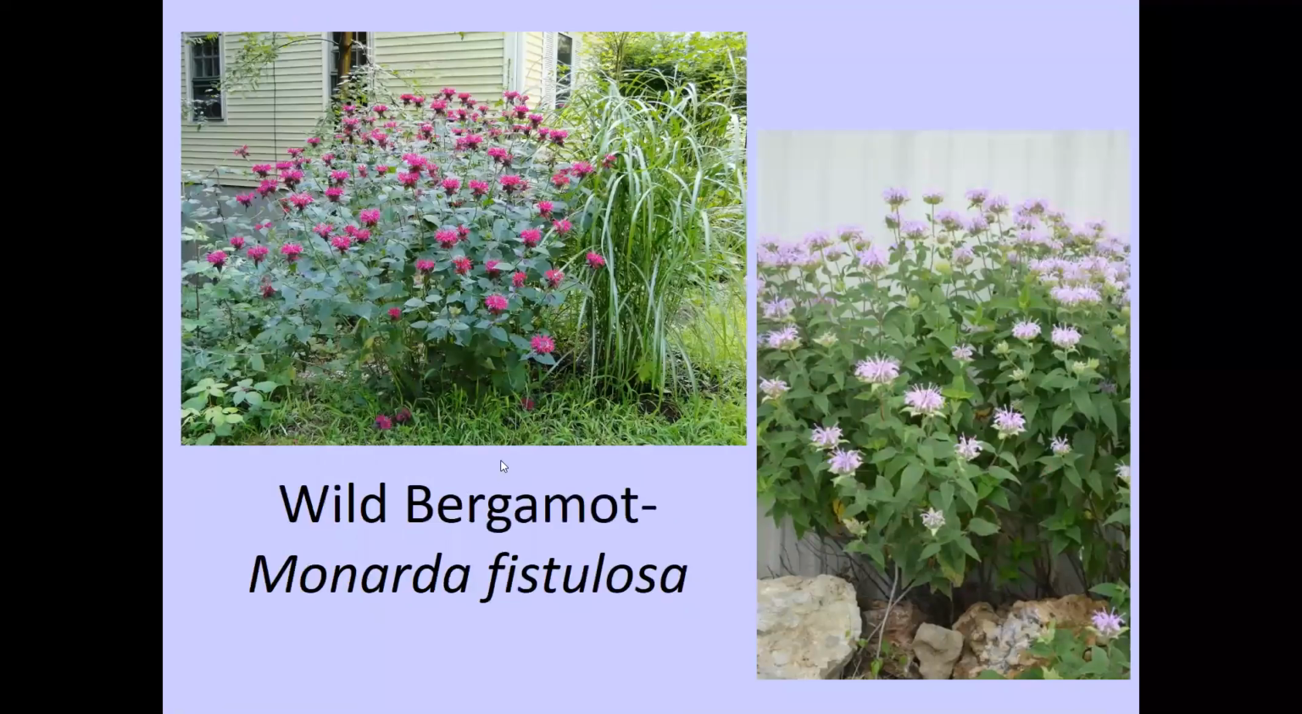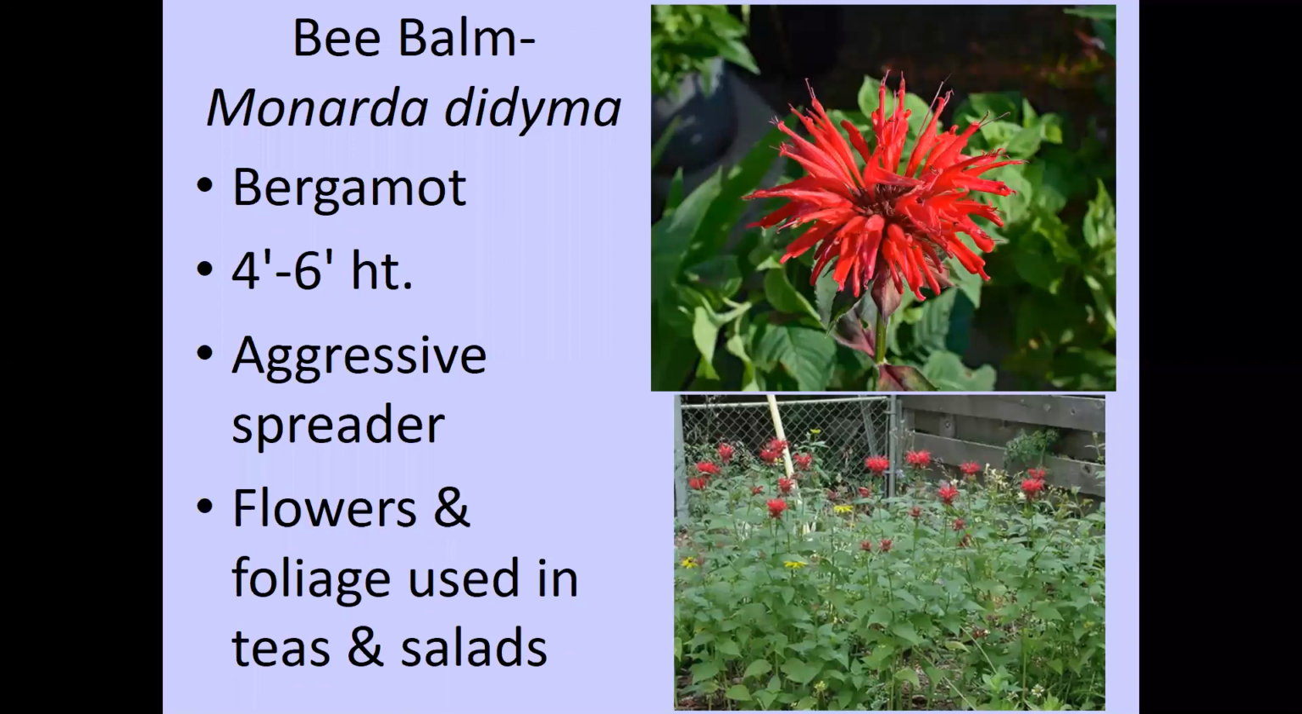And this is wild bergamot, Monarda fistulosa. This is the purple or different shades of purple that you may see in people's yards. Again, another native, mainly I think more out west than here in the mountains of Maryland, but still another one that is edible. Again, the flowers can be harvested just like the bergamot or the bee balm.